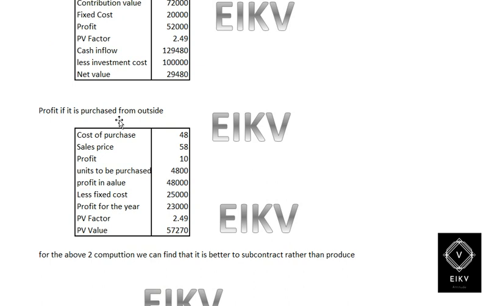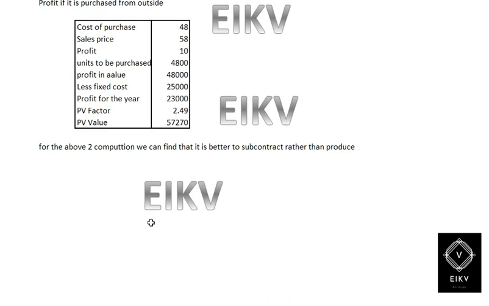Option 2, if you are planning to purchase from an external supplier, then the cost will be 48, selling price will be 58, then the profit will be 10 multiplied by 4800 units, that is 400 units per month into 12 months a year. Profit value will be 48,000 less fixed cost of 25,000 will give you a profit for the year as 23,000. Then PV factor is 2.49 at 10% for 3 years, and when you multiply it with 2.49 we will get a cash inflow of 57,270.